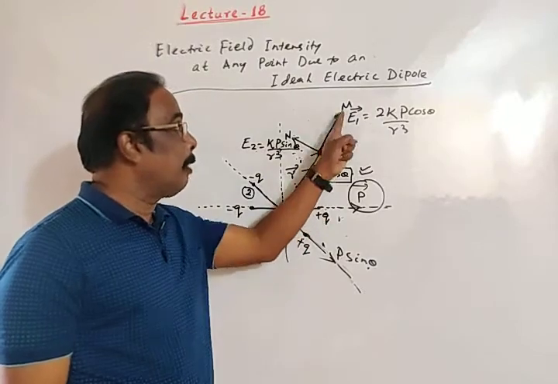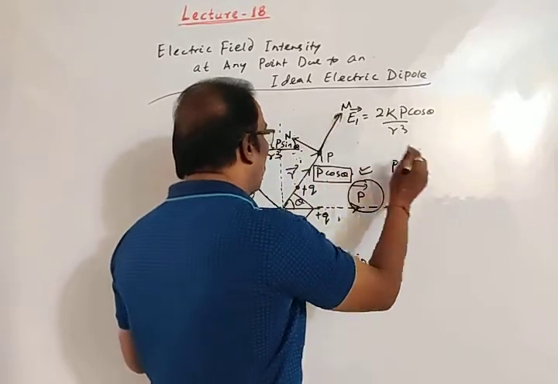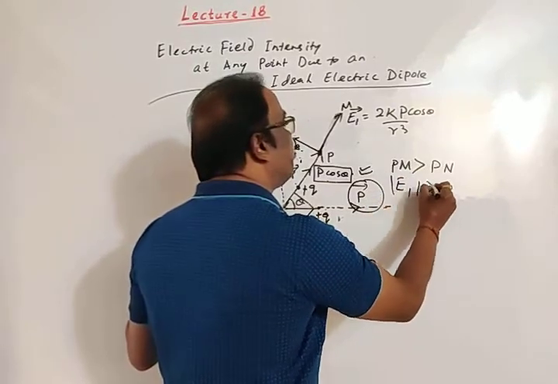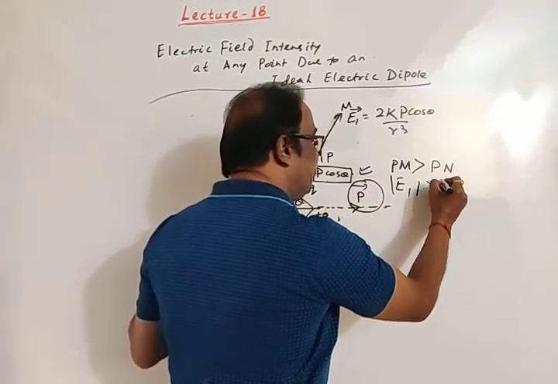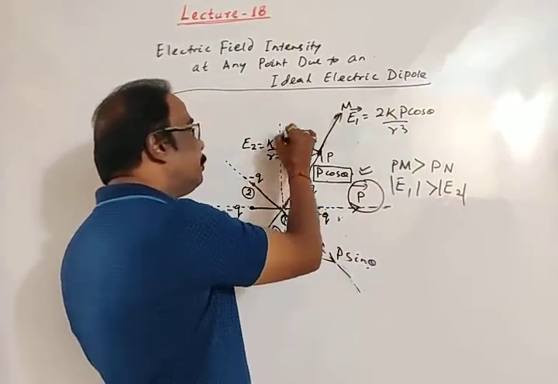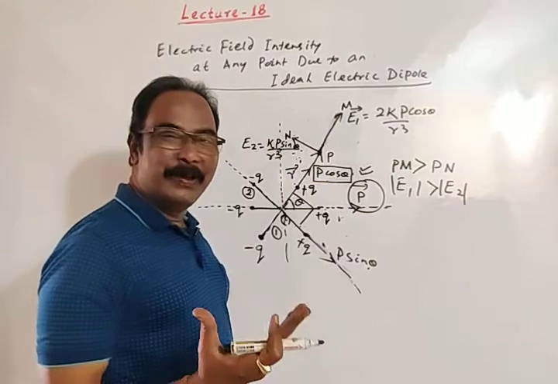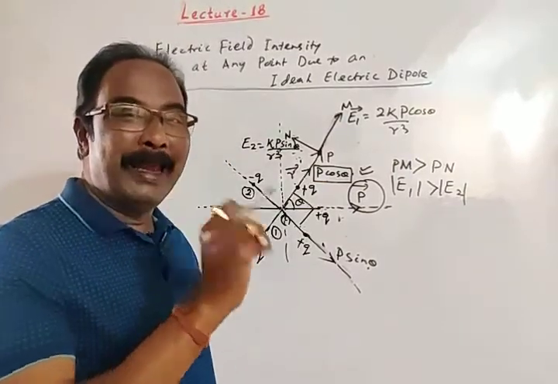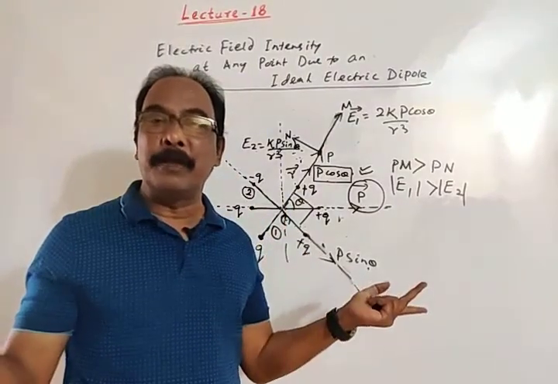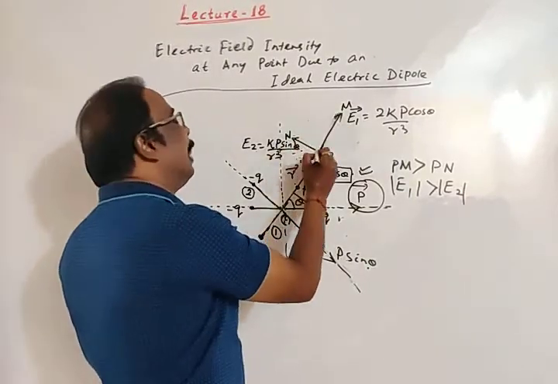The length of line PM looks greater as compared to the length of line PN, because the magnitude of E1 is more than that of E2. This one is 2kP by r cube, and this is kP by r cube. So if the magnitude is more, then the length of the line is more, as we know the length of a straight line represents the magnitude of a vector. Then this is E1, this is E2 at point P.